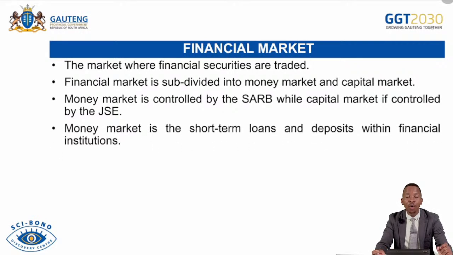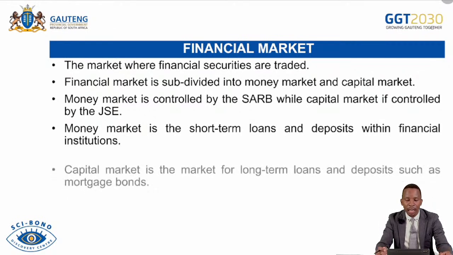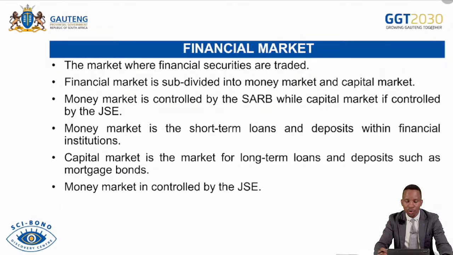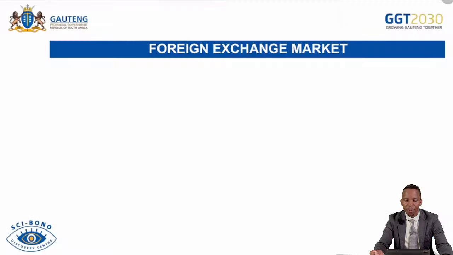The money market is only for short-term loans and deposits within the financial institutions, while the capital market is only for long-term deposits and loans within the financial market. So it's more like mortgage bonds and also the insurance services. Money market is controlled by JSE, like I've said before.